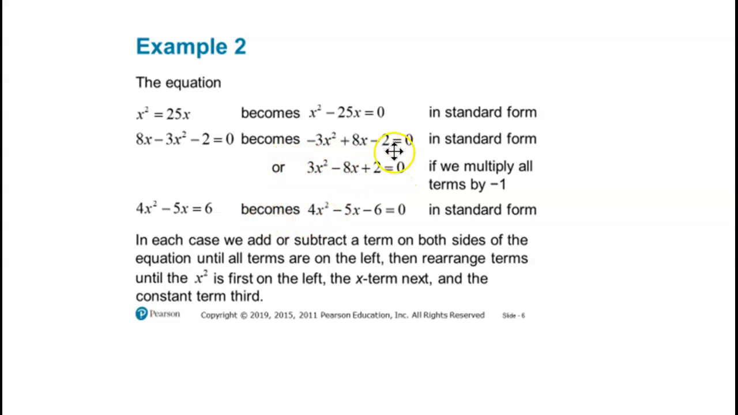here's a good point actually. When you do that, with this negative 3x squared in front, you can multiply the whole thing by negative 1 so that you get a positive 3x squared. You're going to want to do that because you may want to take the square root of this later on, and you want that to be a positive number. And for this one also, 4x squared minus 5x equals 6, you just move the 6 over and it puts it in standard form.